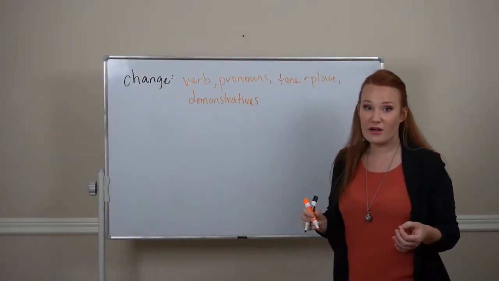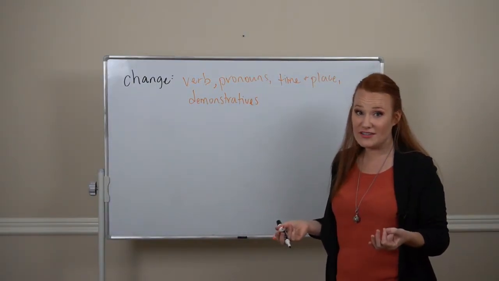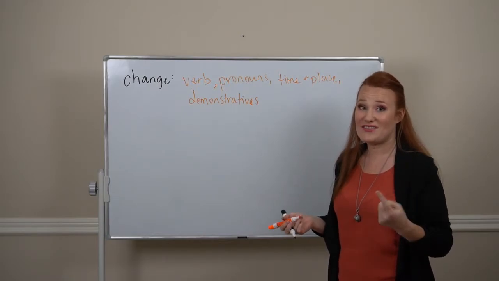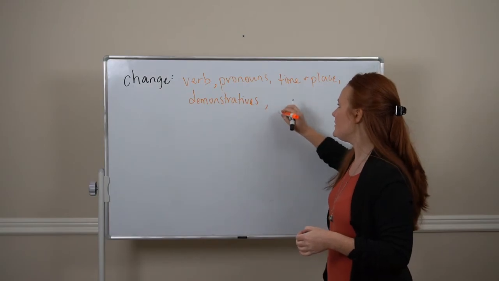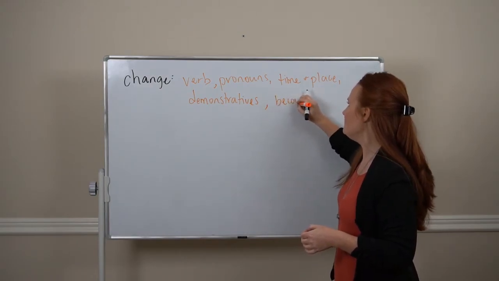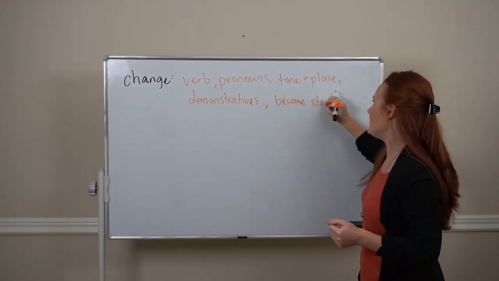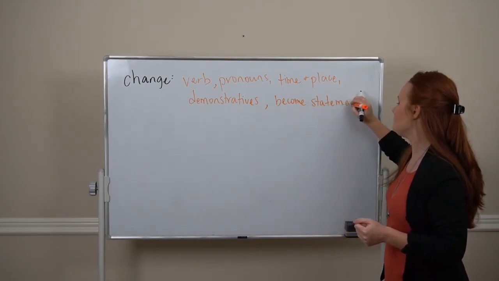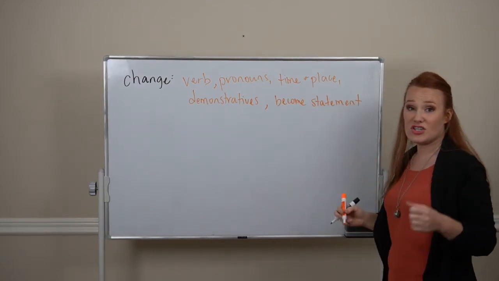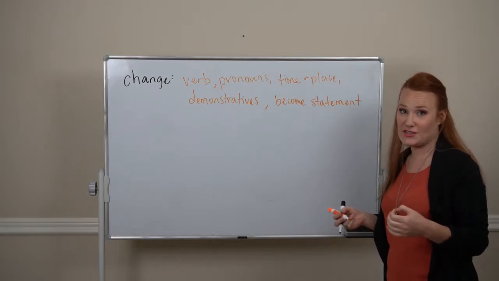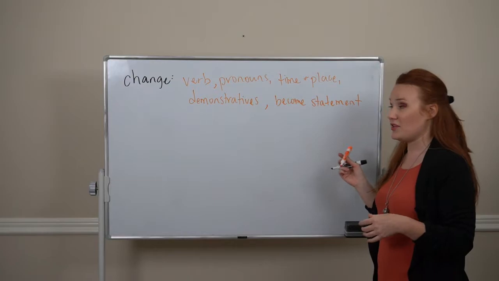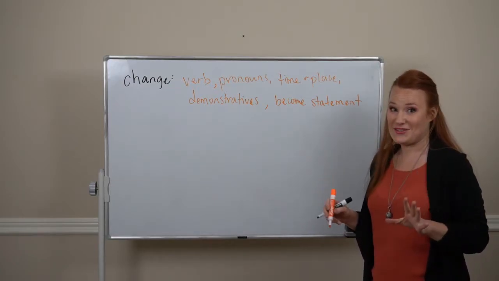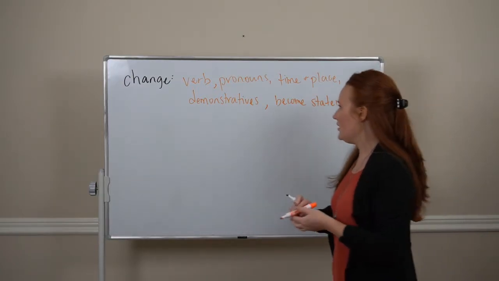Now, when we are reporting a question, there's one more thing we have to add to this list of things to change. We need to change it to statement word order. So, just like embedded questions, we're not going to use question word order, we'll use statement word order. So, let's go over some examples here. Okay.